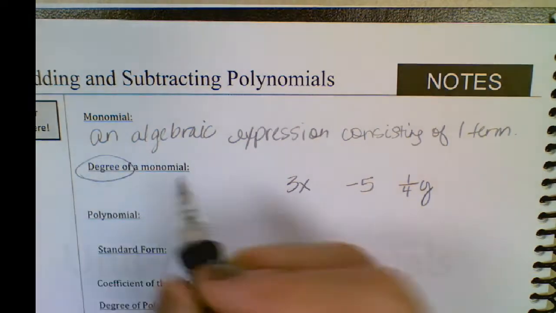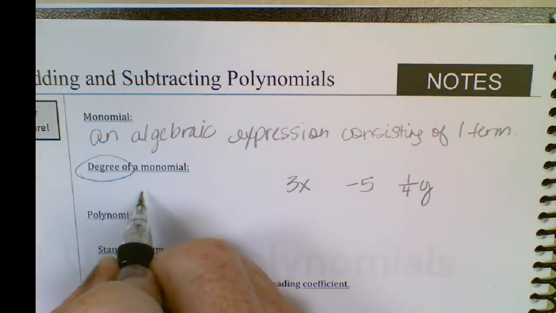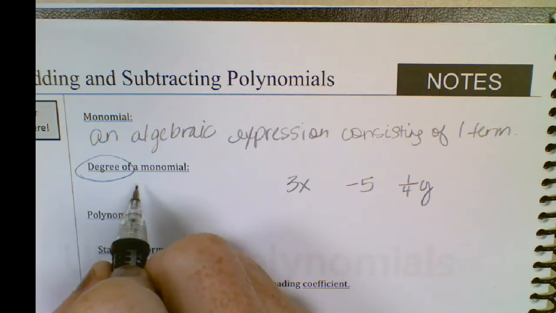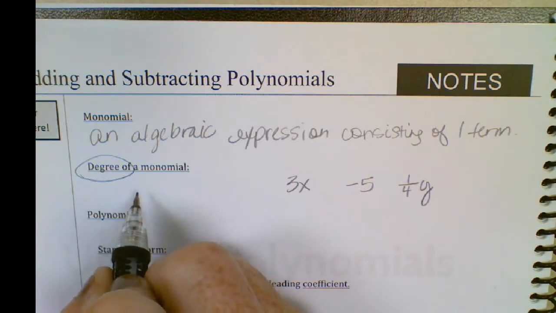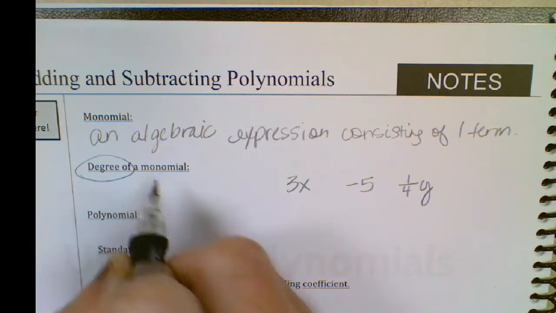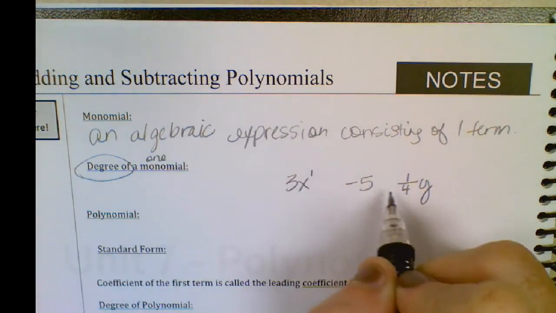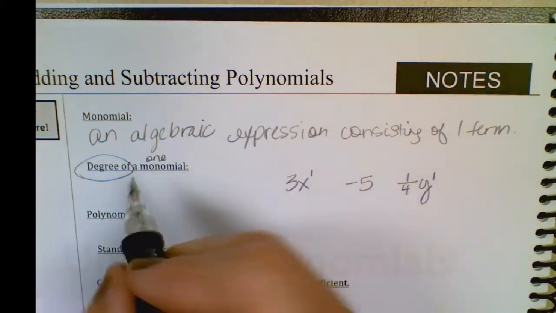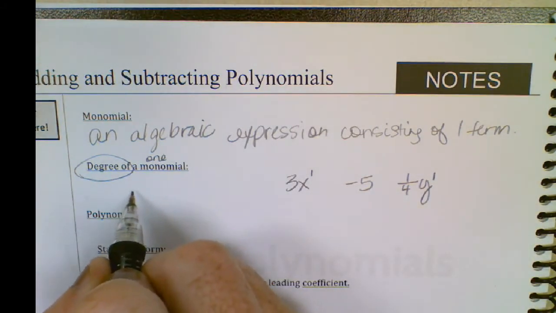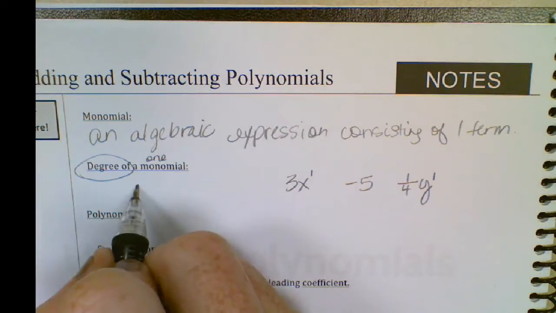So the degree of a polynomial is always the exponent, the largest exponent that it has. So monomials, mono means one, so that is always going to be x to the first, y to the first. You only have one of them, so that degree is always going to be 1.